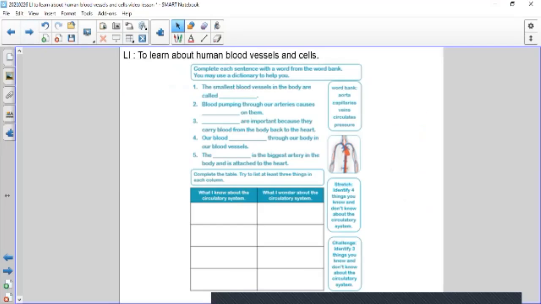Use this word bank here to help you complete these 5 statements. See what you know about the circulatory system and what you would like to know. And when we're back in school, we can use that as part of our knowledge harvest.